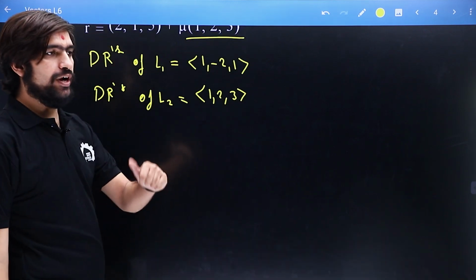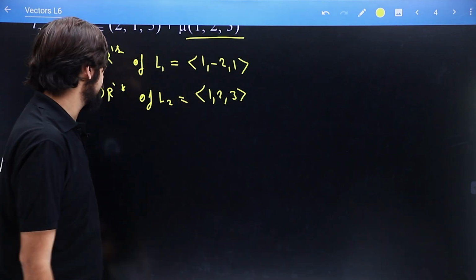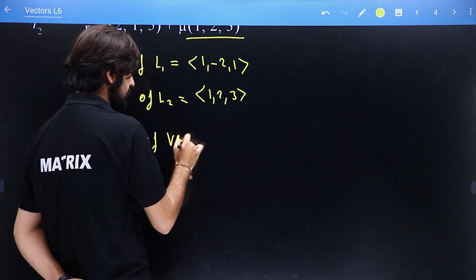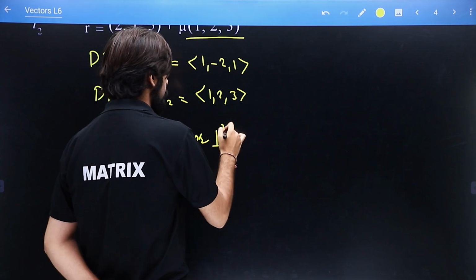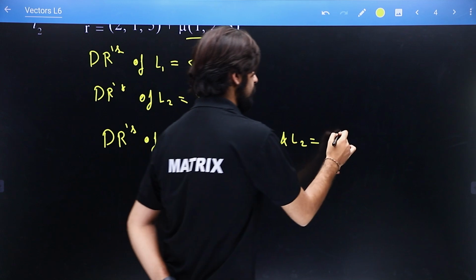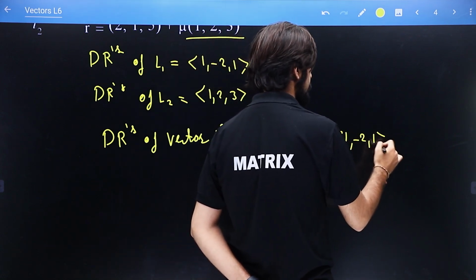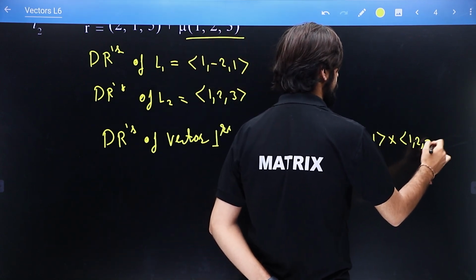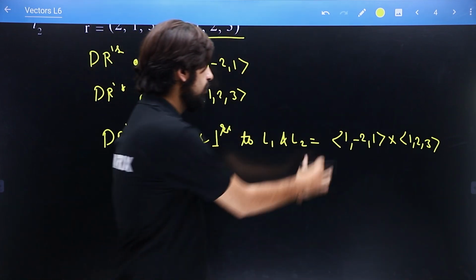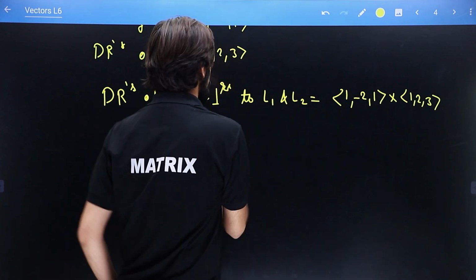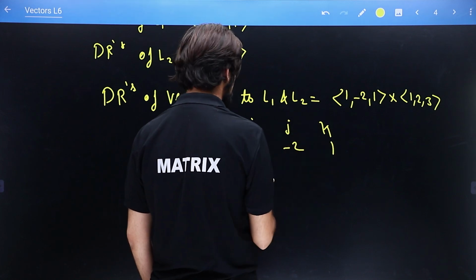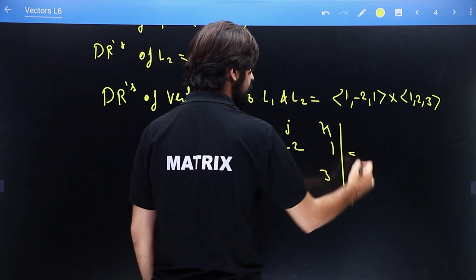Okay. So if I have to find DRs of any line which is perpendicular to L1 and L2, so DRs of vector perpendicular to L1 and L2 can be given by 1, minus 2, 1 cross 1, 2, 3. You can also give it by this 1, 2, 3 cross 1, minus 2, 1. Okay. So this will be what? I, J, K; 1, minus 2, 1; 1, 2, 3. And I know you can solve the determinant.